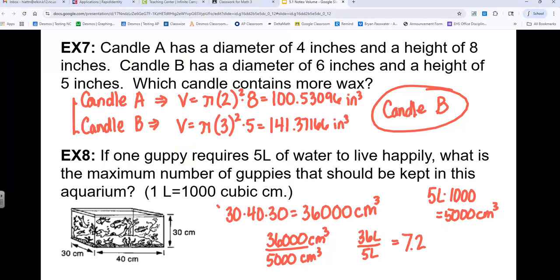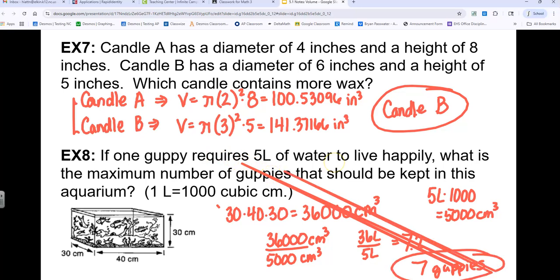You can't have a 0.2 of a guppy, right? So you could have 7 guppies in your fish tank. If you have 8, you'll probably be okay for a while, or maybe all right. I wouldn't put 15 in here, right? Okay, questions on that?